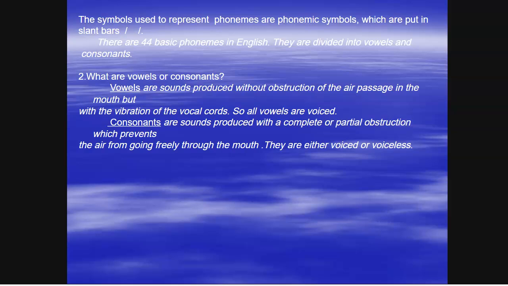There are 44 basic phonemes in English. They are divided into vowels and consonants. What are vowels and consonants? Vowels are sounds produced without obstruction of the air passage in the mouth, with the vibration of the vocal cords. So all vowels are voiced. Consonant sounds are produced with a complete or partial obstruction, which prevents the air from going freely through the mouth. They are either voiced or voiceless.